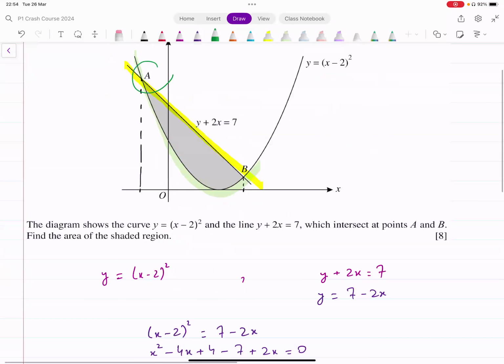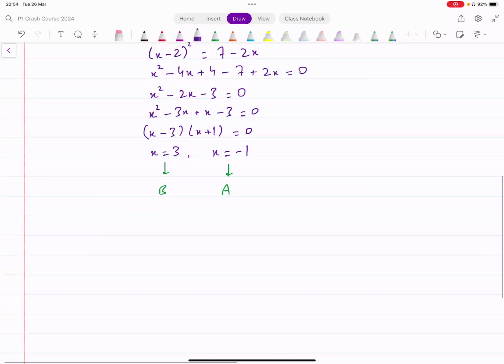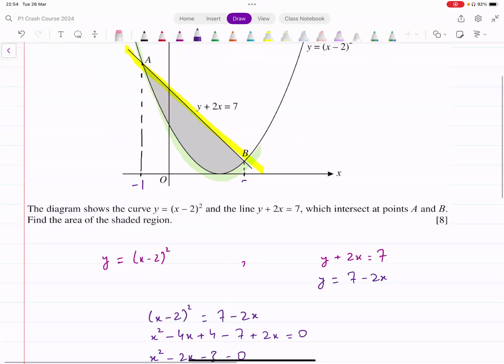You can see A is the point on the left side, B is the point on the right side. So the left one should be negative 1. So we say this is A and this is the x coordinate of B. Now, we were only looking for the x coordinates. We have found them. We don't need the y coordinates, right? The limits that we have to use are values of x. So now we can say this is negative 1 and this is 3.